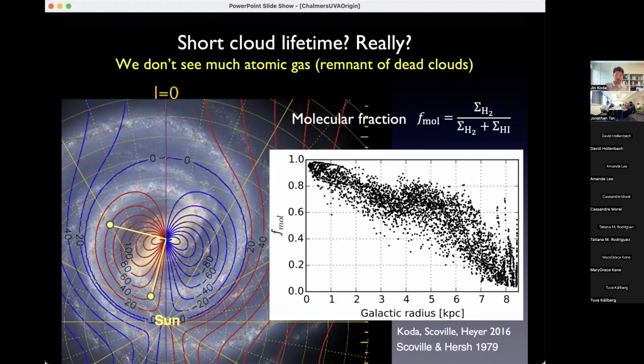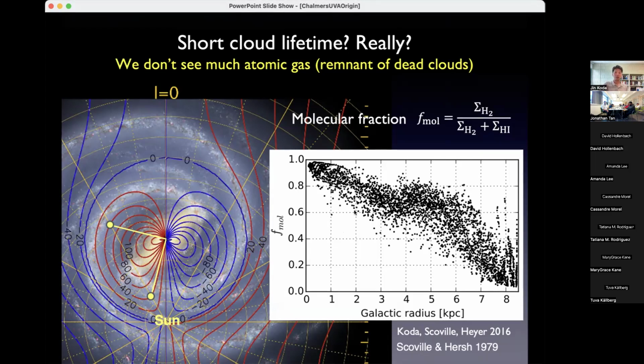So this is a plot from the analysis of the Milky Way, and the y-axis is molecular gas fraction, molecular gas mass divided by the total mass, H2 plus H1, as a function of galactic radius. And then in the inner part, most of the disk, the molecular gas fraction is high, more than 50%, more like 70 or 80% or so.